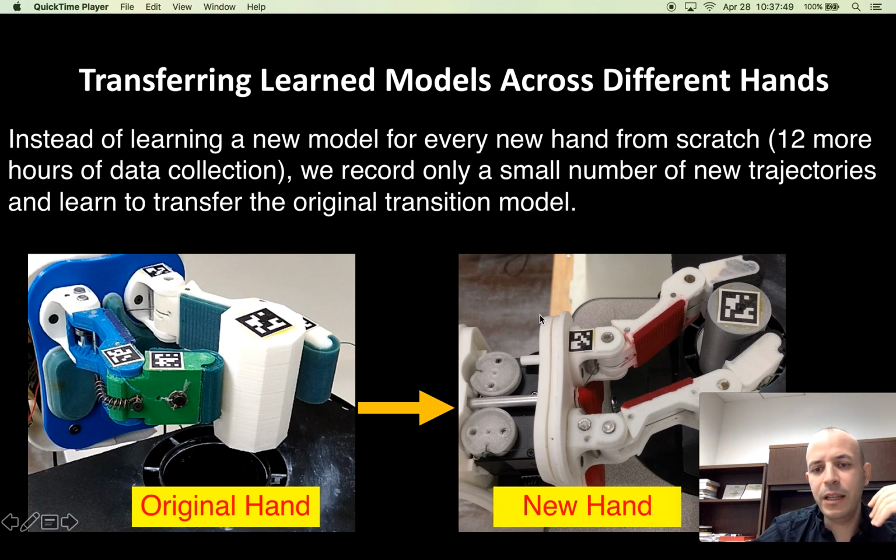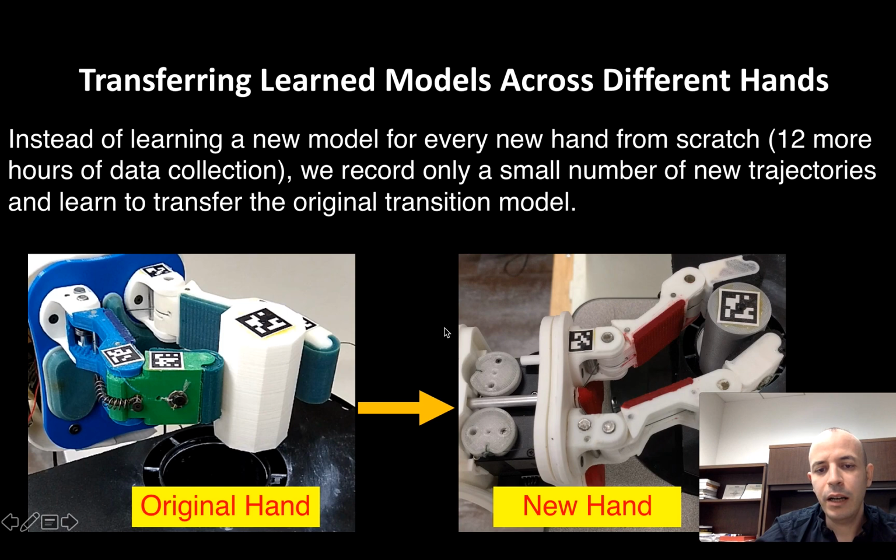The problem is that we didn't want to repeat the entire data collection of the new hand. That would be a lot of work. We wanted to take the model that we learned from the original hand and transfer it directly to the second hand, and this is called transfer learning. So we wanted to learn only the difference between their dynamics and tune the dynamics to be able to use it on the second hand, the red hand.